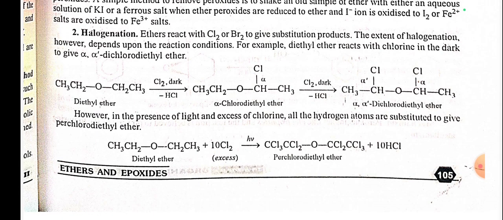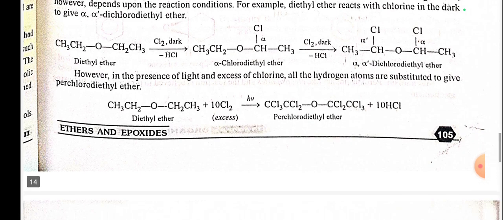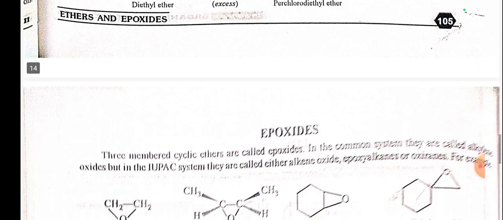Halogenation. Ethers react with Cl2 or Br2 to give substitution product. The extent of halogenation, however, depends upon the reaction condition. For example, diethyl ether with chlorine in the dark gives alpha-alpha dichlorodiethyl ether. However, in the presence of light and excess of chlorine, all the hydrogen atoms are substituted to give perchlorodiethyl ether.